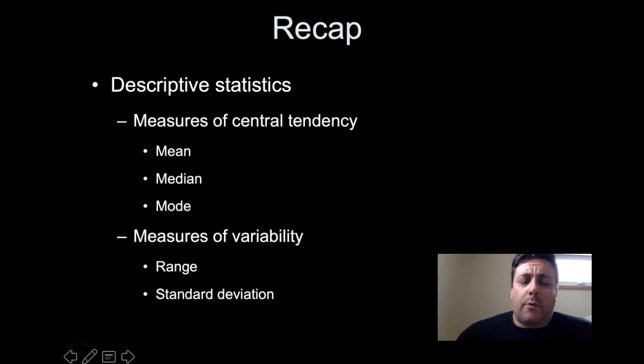So this is what we talked about. The things to focus on are measures of central tendency. You should know what the mean, median, and mode are and how you calculate them. And then we've talked about two measures of variability, and that's the range and the standard deviation. We haven't talked about how you calculate the standard deviation. We have talked about how you calculate the mean, the median, the mode, and the range. We will get to talking about the standard deviation more in future weeks.